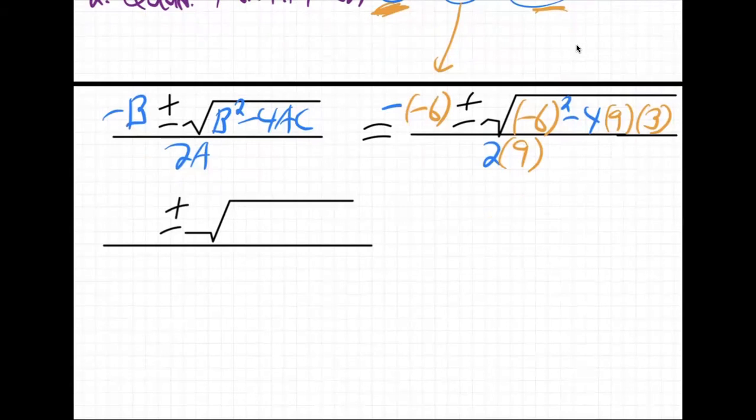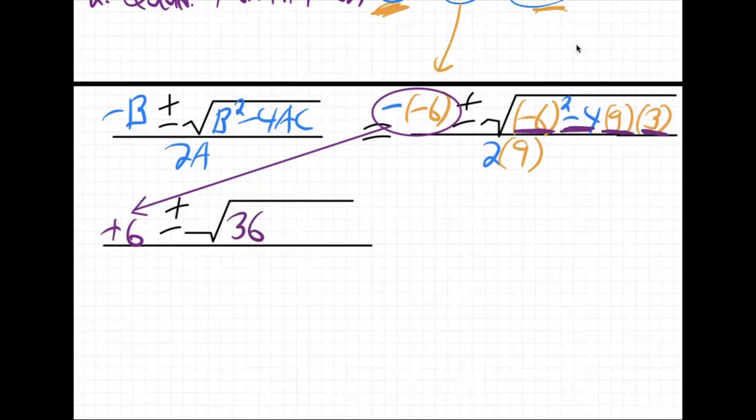This piece of the puzzle right here is going to be negative 6, so that's going to be plus 6, right? And then negative 6 squared is 36. And now right here, negative times positive would be negative. Then just multiply that on your calculator. It's 12 times 9, I think it's 108, unless I'm mistaken. Yeah, 108. Okay, so we've got that. And on the bottom, 18.